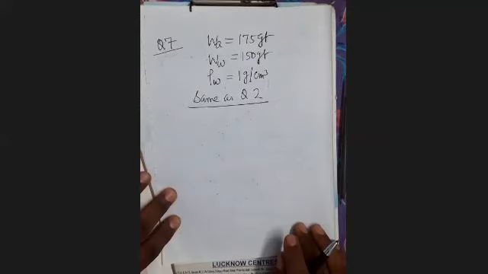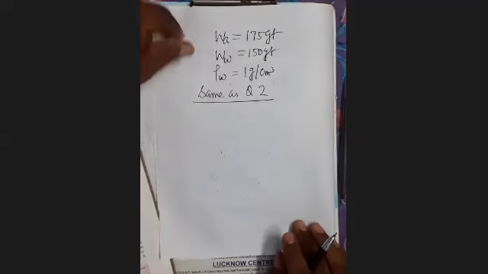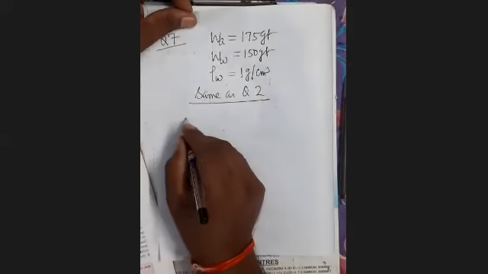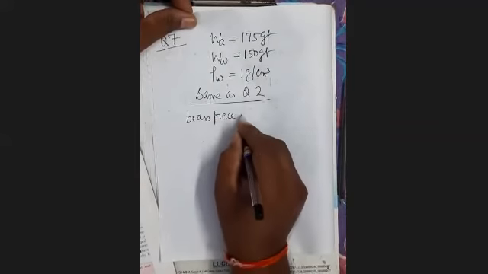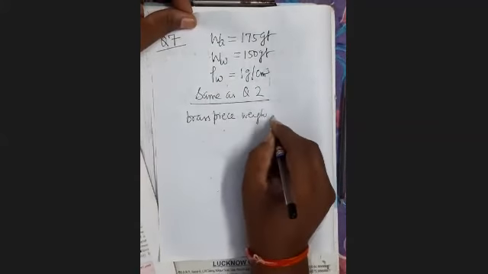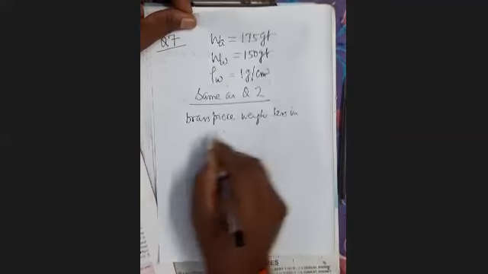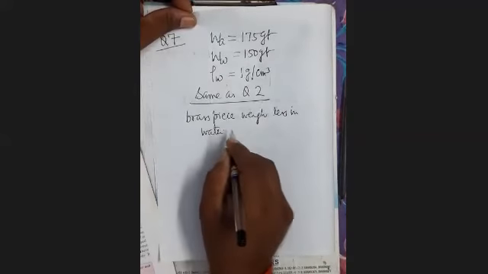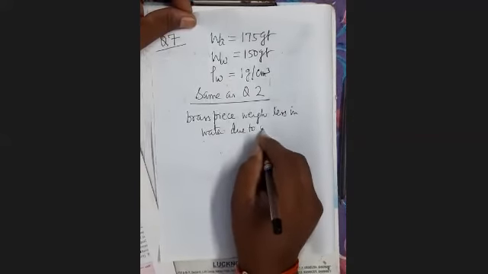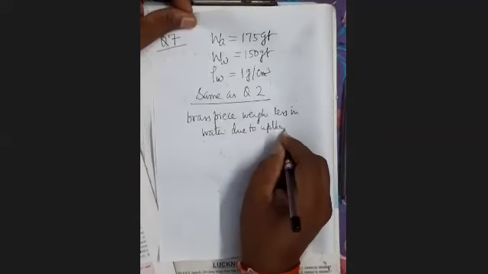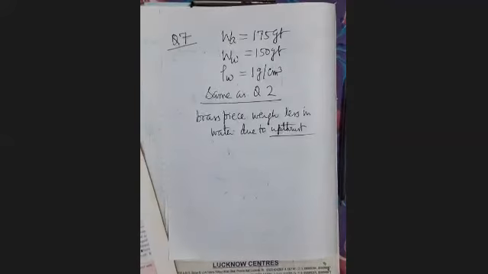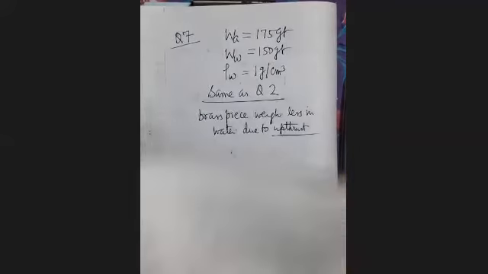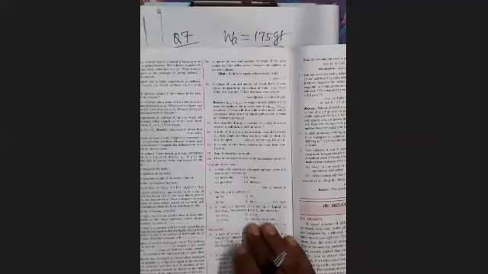Then why does the brass piece weigh less in water? Because of the upthrust. The brass piece weighs less in water due to upthrust. So this way I have finished the numericals. It's clear. Now you can see some more questions here.